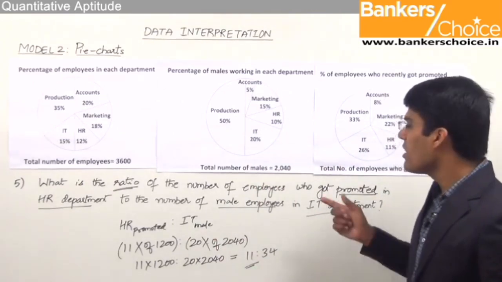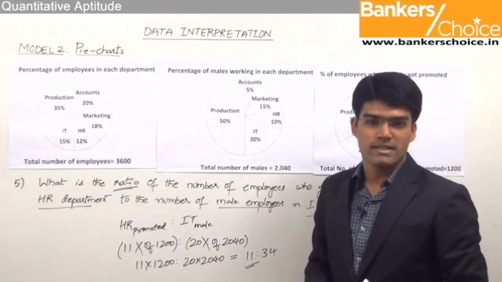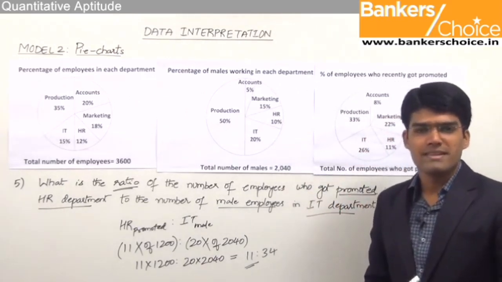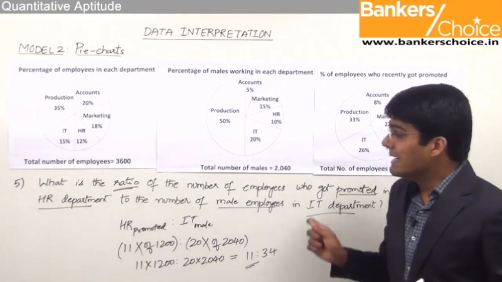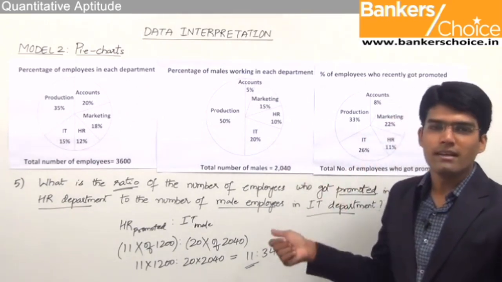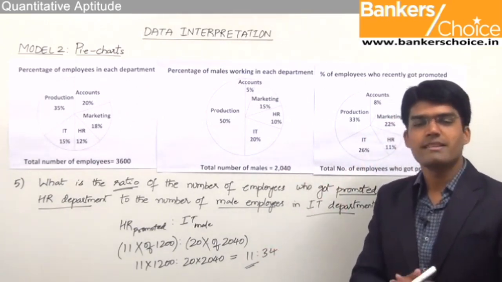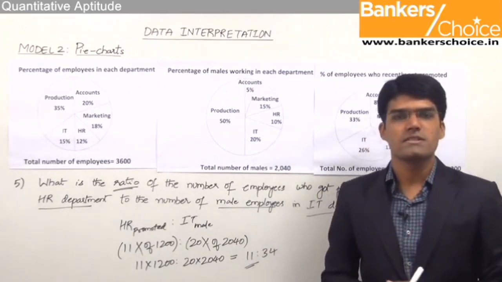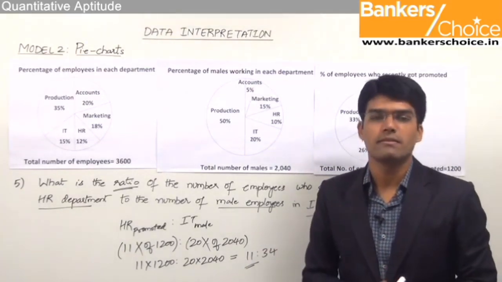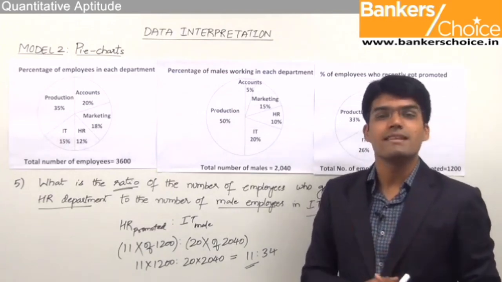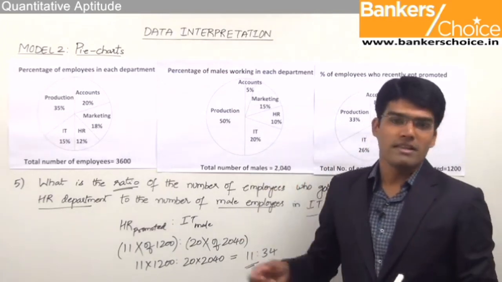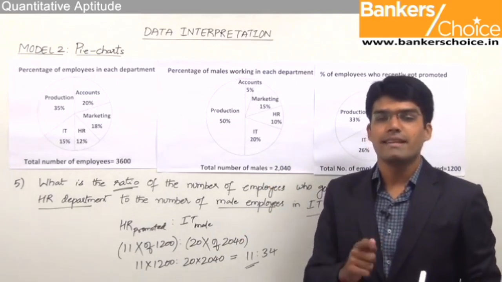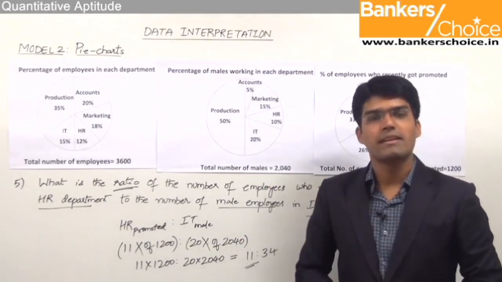So that is the ratio of number of employees who got promoted in HR department to the number of male employees in IT department. So as you can see here, these questions are all about taking up the right values from the given data and then doing the calculation to get the required answer. And not only this question, in fact in all the 5 questions we have seen that it is all about doing calculations, and especially percentage calculations when it comes to pie charts. So make sure that you improve on your calculation ability and get the answers for these questions as quickly as possible.